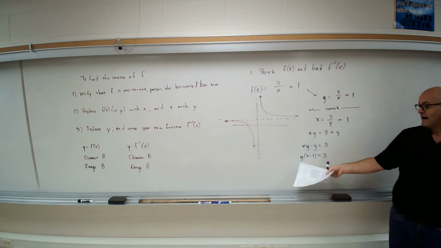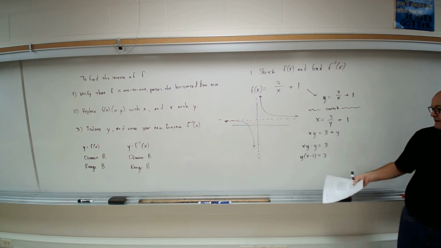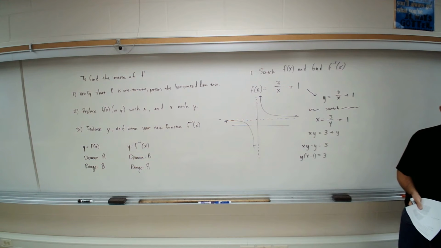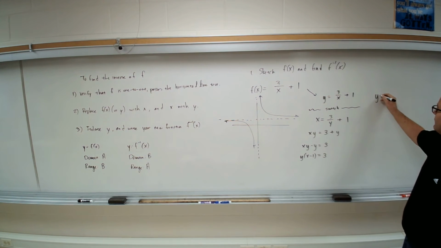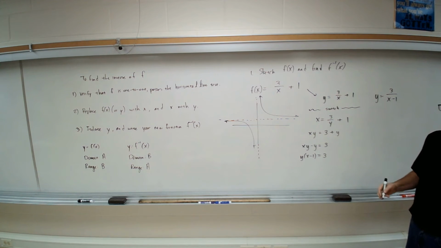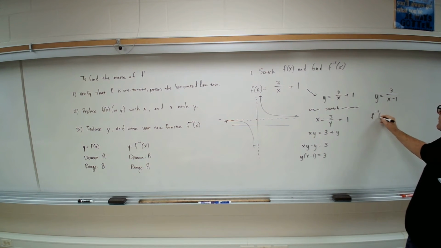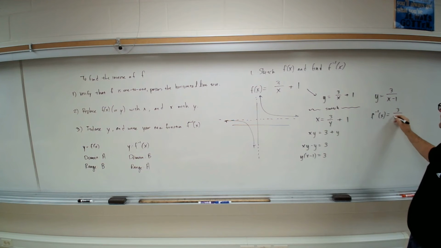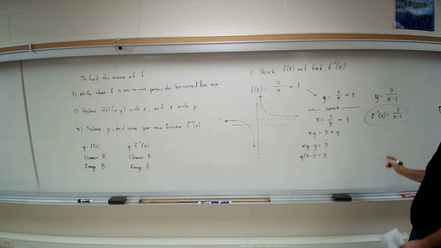Now you have y times a quantity equals 3. Can we just divide by that quantity? Sure. We could say y equals 3 over x minus 1. And then we say f inverse of x equals 3 over x minus 1.